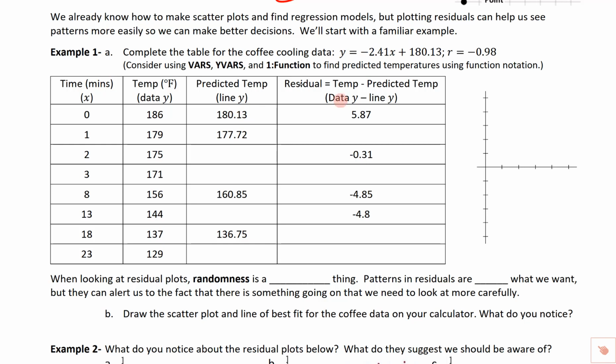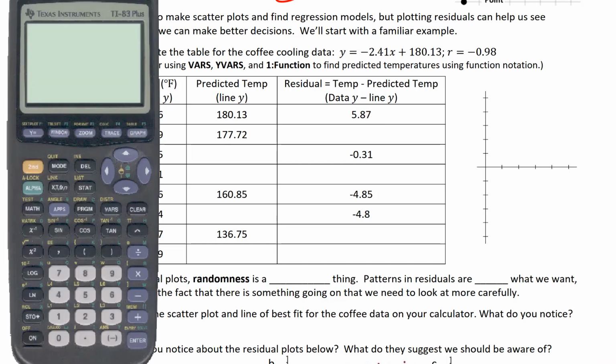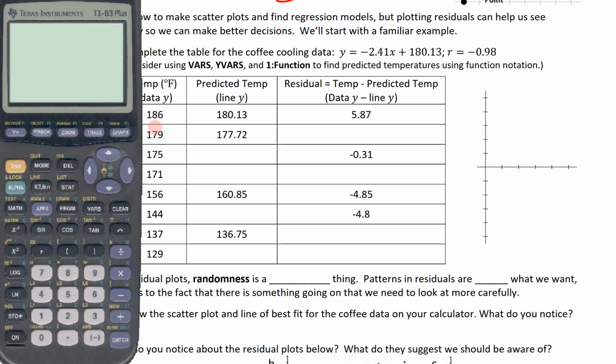Now, in order to find the residual, we take the data value and subtract the line value. So this is the observed value and this is the predicted value, or the y value of the data minus the y value of the line. So we get 5.87. Just for the heck of it, I'm going to pull up the calculator and do that calculation really quickly. 186, the observed data value, minus 180.13, and we get 5.87. So probably the easiest thing to do is to just go ahead and fill these in right here.